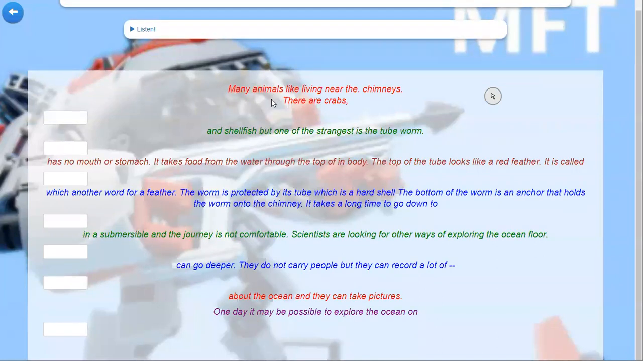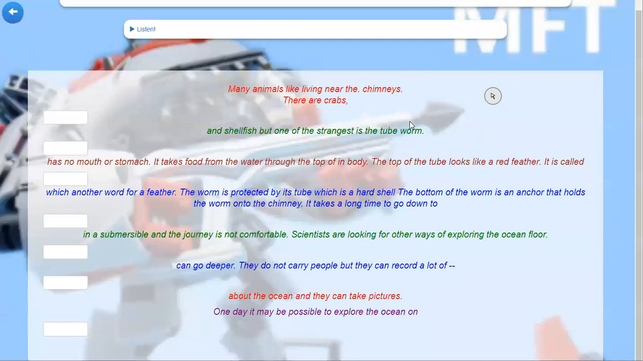Many animals like living near the chimneys. There are crabs. I told you that crabs are big animals with 8 legs, and we saw it in the vocab. I'm going again to revise the vocab in a hurry. Yes, go on, Adil. And shellfish, but one of the strangest is the tube worm. It has no mouth. Adil, wait a minute.